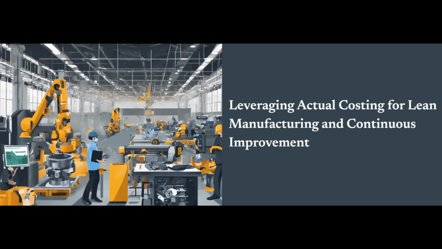Change management and cultural adoption: transitioning from traditional cost accounting practices to a more data-driven, actual costing-based approach to lean manufacturing may face resistance from employees accustomed to the old methods. Effective change management and a focus on fostering a culture of continuous improvement are crucial. Alignment with strategic objectives: ensuring that the integration of actual costing and lean manufacturing initiatives is closely aligned with the organization's overall strategic goals and priorities is essential for maximizing the impact of the improvements.